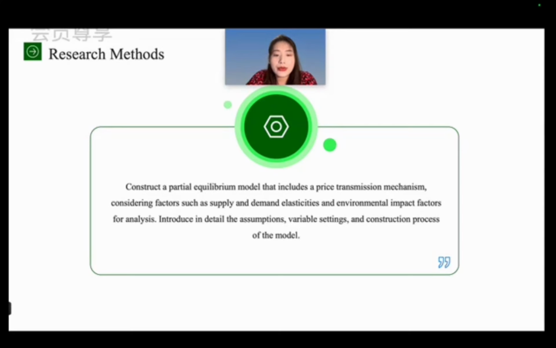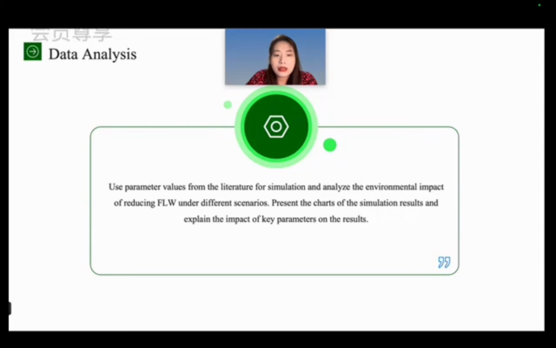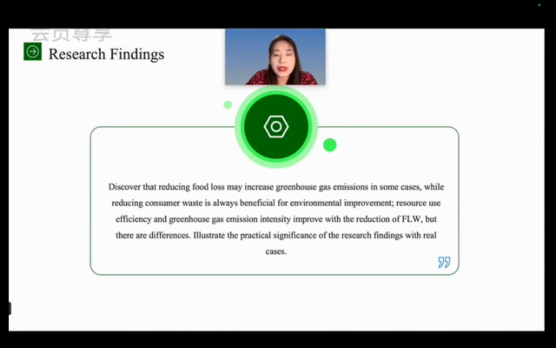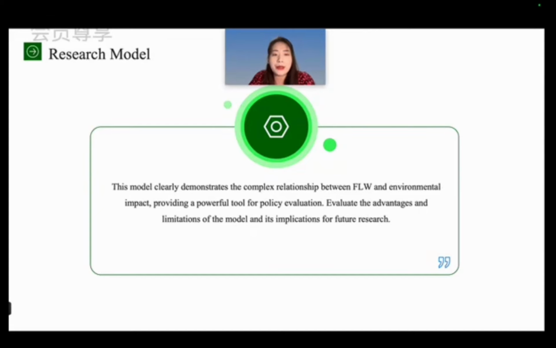Sometimes reducing food loss could make greenhouse gas emissions go up, but reducing the waste that consumers make was always good for the environment. Also, when we reduce food loss and waste, we can use resources better and produce less greenhouse gas, but it's not the same in every case. The model they created is very useful for people who make policies. It helps them see how different ways of reducing food loss and waste affect the environment.